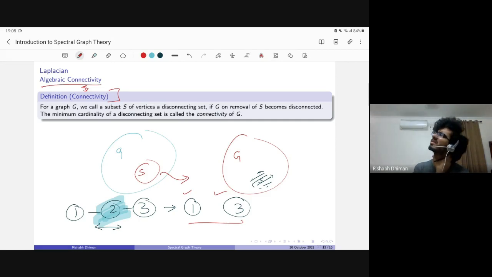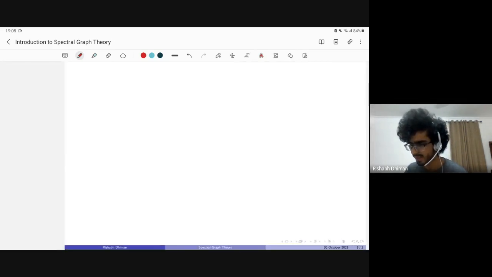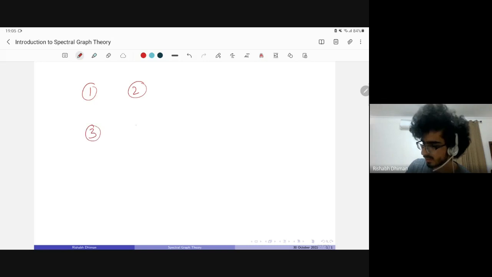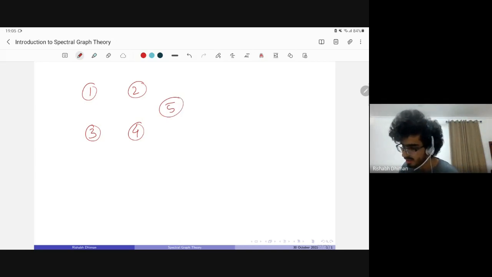I'll send over an example later if you want. It's hard to come up with one on the spot. Algebraic connectivity is not guaranteed to be an integer, but connectivity will be. So I'll just take another example. So you have 1, 2, 3, 4, and 5. Then you add these edges.